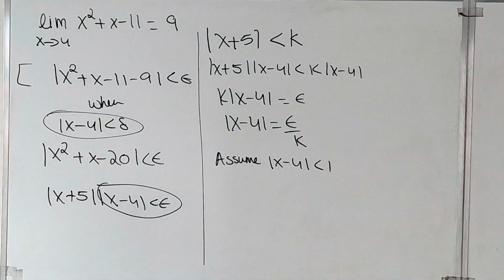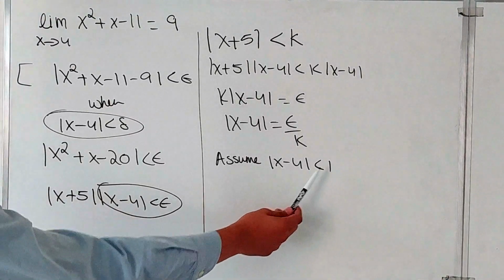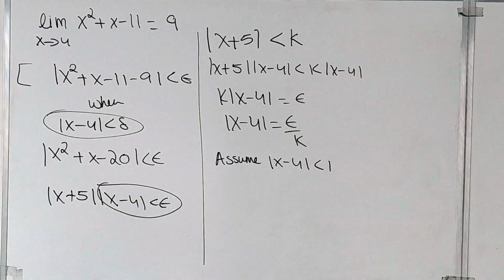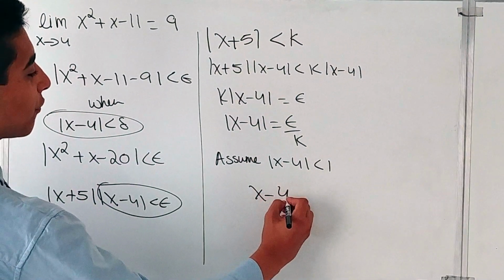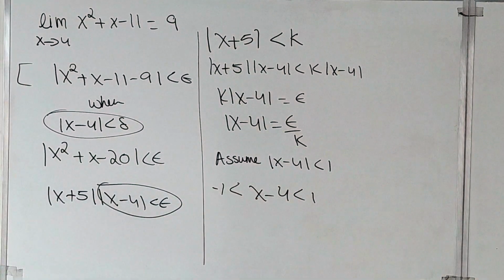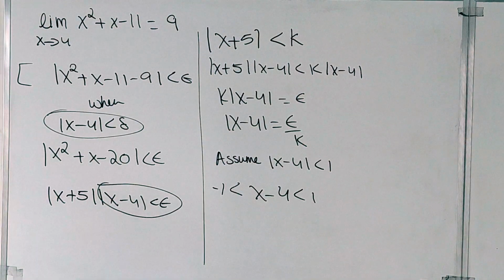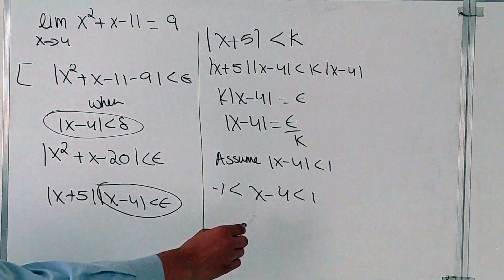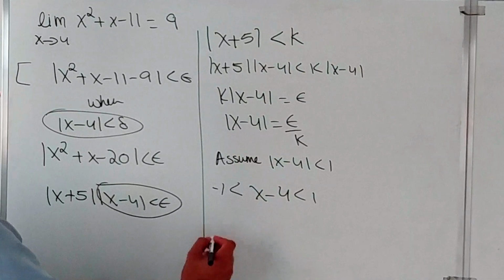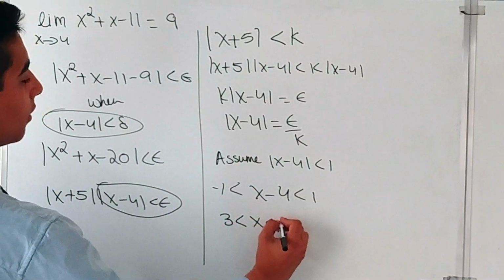So now what do we do? The first thing we must do is try and morph this right over here to x plus 5. So how do we do that? Well, the first thing we must do is get rid of the absolute value symbol. So we can say that x minus 4 is less than 1 and greater than negative 1. Greater than negative 1 because it can never be negative, and therefore it can equal 0, but it can never equal negative. So now what we have to do is, once again, try and get this to be looking like this. So we add 4 on all sides, so we get 3 less than x less than 5.